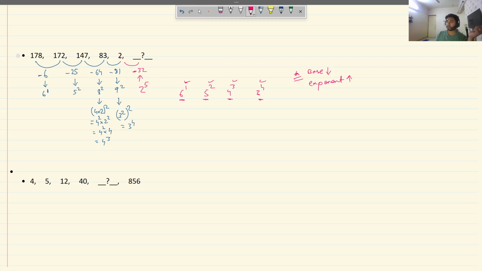So if this is my x, x minus 2 should be minus 32, which implies x is equal to minus 30. That is my answer, minus 30. So see, if this is my logic for this question, the alternate of this logic can also come in the exam, where base increases and exponent decreases.